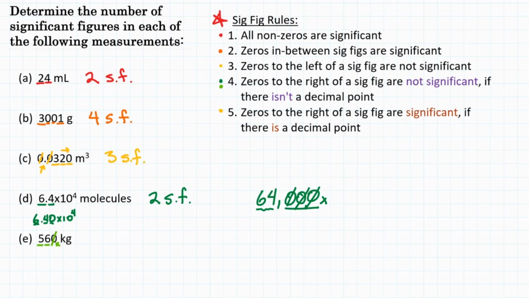If we had the number 560 with a decimal point, we would be saying we do know that 0. So we'd have 3 sig figs there. But for just 560 kilograms, that is going to be 2 significant figures. All right, there you have it, determining the number of significant figures in 5 different measurements.